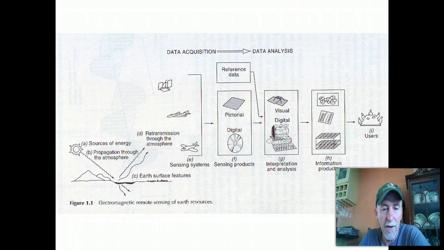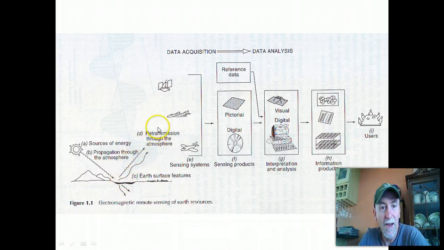So this is the process. This is figure 1.1 from your textbook, and this is the process as it exists. You start with the sun. You have propagation of electromagnetic radiation. We usually use the wave model of radiation to understand that through the atmosphere, the different things that happen to it in the atmosphere. That would be B, what happens at the surface. Energy is either reflected or absorbed and re-emitted, or transmitted, usually through water.